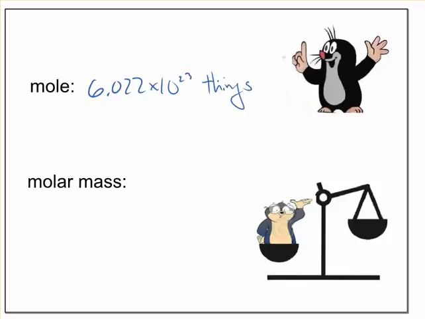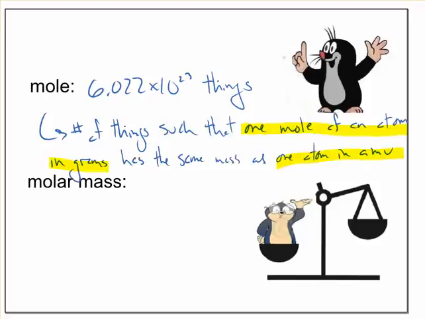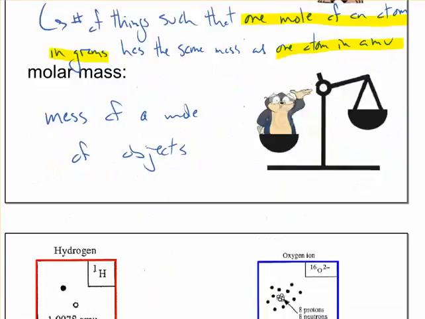That was all a really long-winded way of coming about that number, but I think what's important to remember about a mole is the number of things such that one atom in AMUs has the same numerical value as a mole of atoms in grams. Likewise, a molar mass is just the mass of a mole of objects. Let's keep these terms in mind for later.